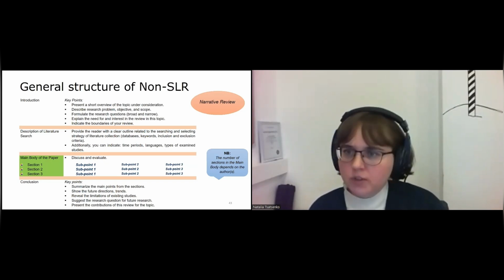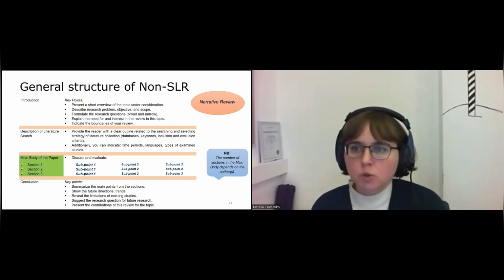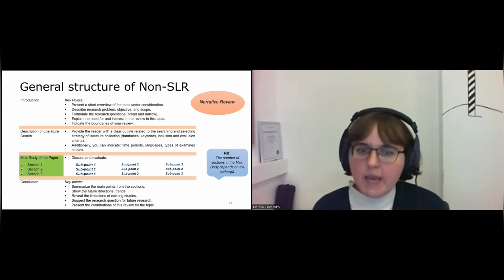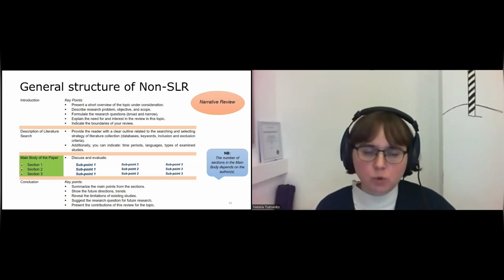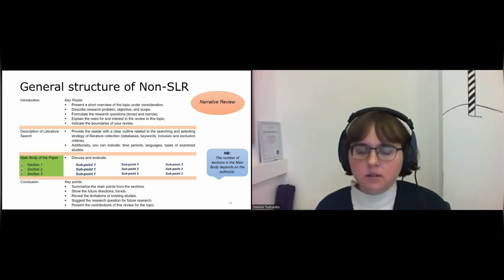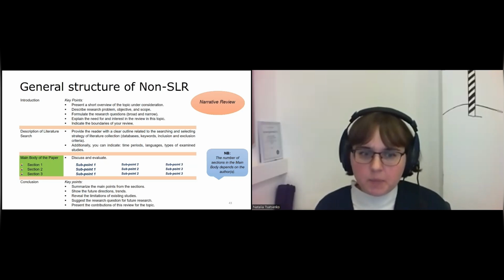So the main body of the paper, as I heard from you, is a challenge: how to make these subgroups. And yes, we have to develop the skills of how to make these subsections. And this is the main body of the paper.